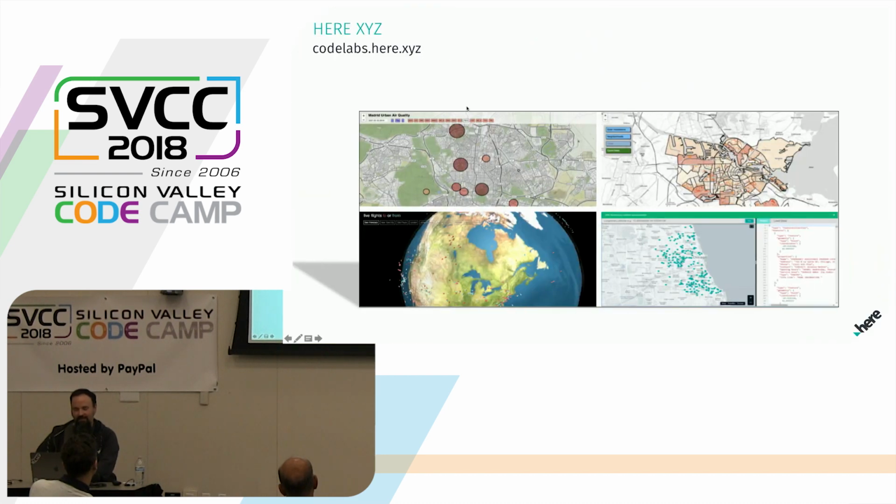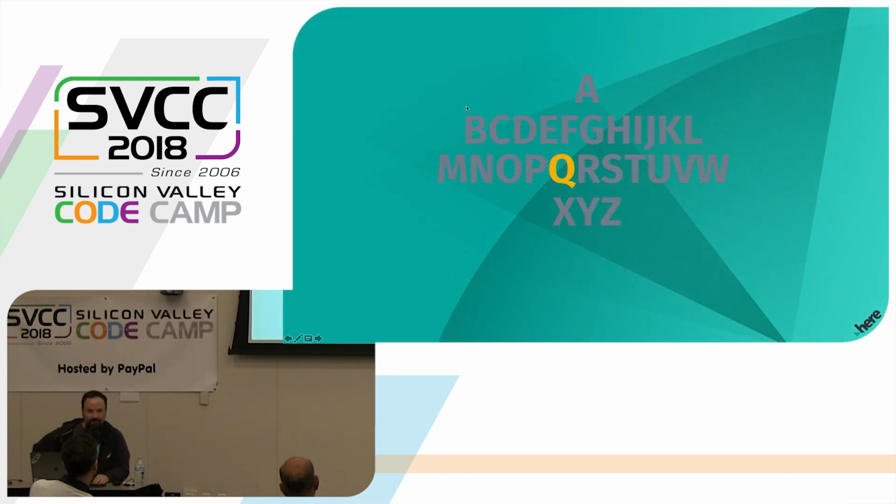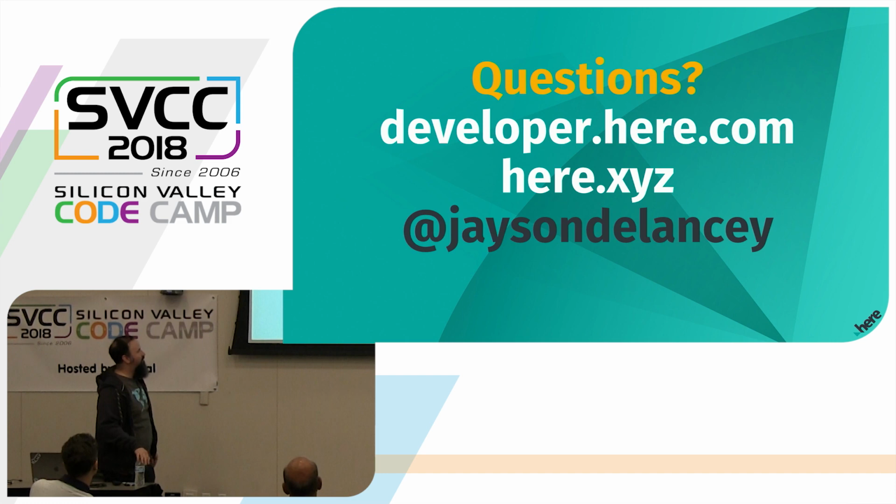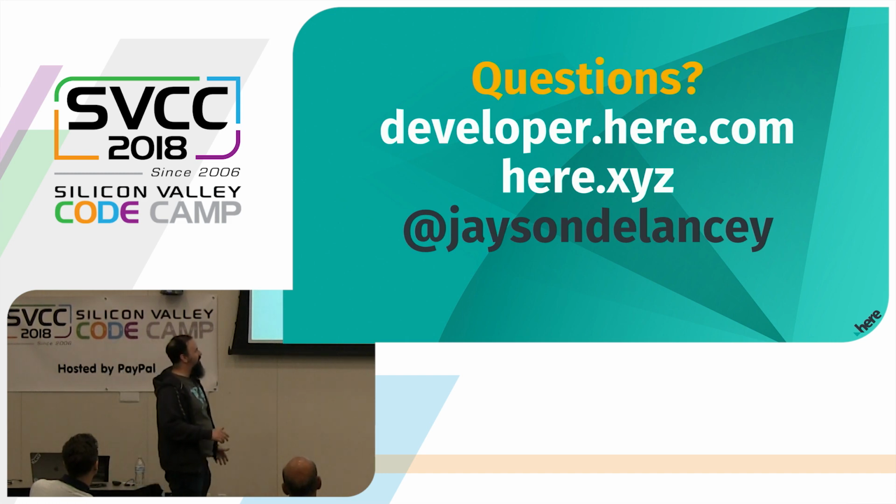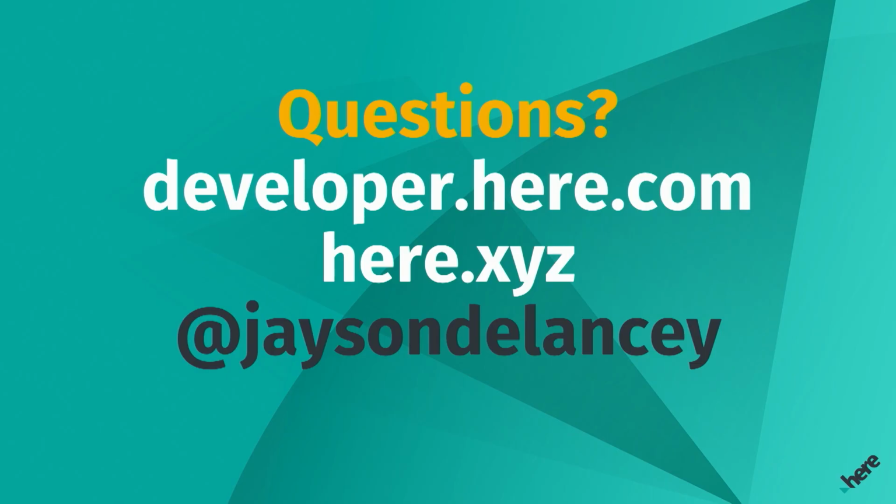Q, the last letter, is of course for questions. So we do have a lot more information on developer.here.com about what some of these services are. You can go through, and I can pull up the JavaScript examples as well if you're more interested in those. HERE XYZ, that's the newest thing in beta. So there's a lot more information about there.